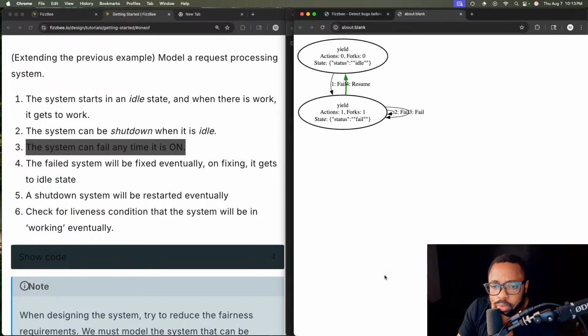Okay, so this one is you go from idle to fail. You keep failing, and eventually you resume back to idle. Oh wow! In this one, you never even go to working or shut down.